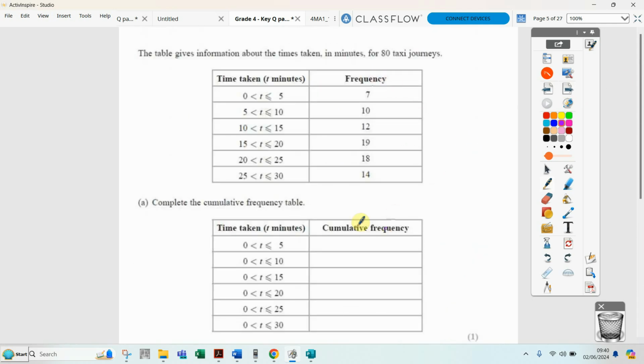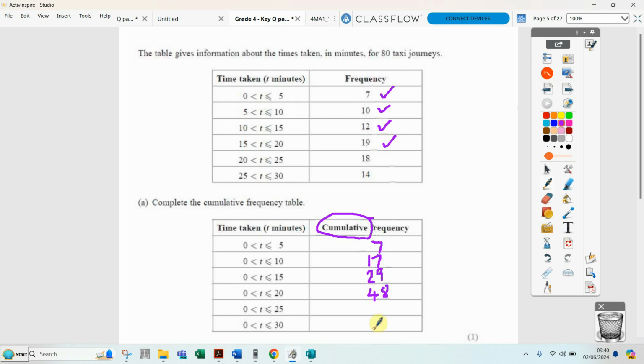Next, cumulative frequency. This is when you add up as you go along. Okay, so we have 7 in the first row. You have another 10, which makes it 17. You have another 12, which makes it 29. Of course, you can use the calculator for this. You have another 19, which takes you to, what's that, 48.